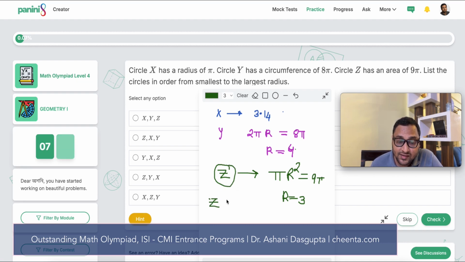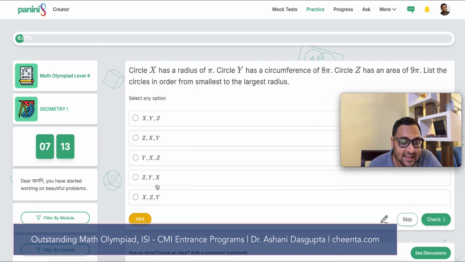Then comes the radius of x, and then comes the radius of y, right? So I can just minimize this. Z is less than x is less than y. I think this is the answer. It also gives you a sense of the amount of time you have spent on this problem. All of this data is actually used in the backend by the algorithm to feed you better problems so that you learn all the topics as efficiently as possible over a course of time.